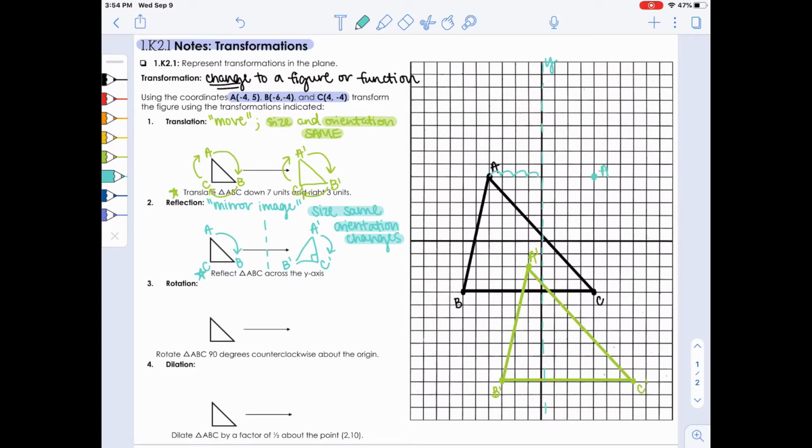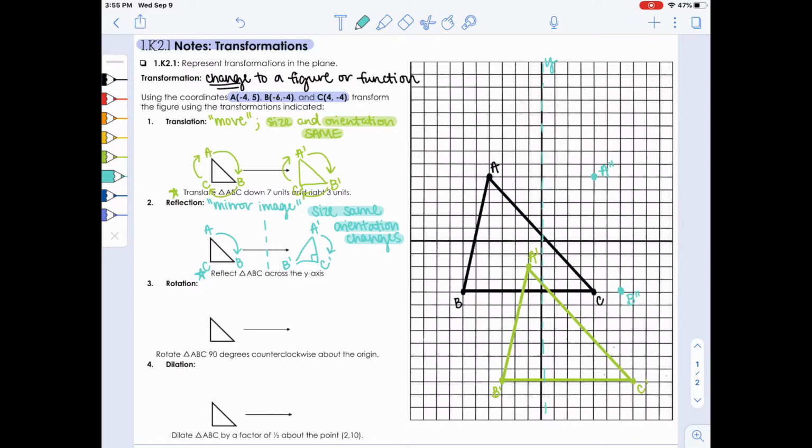I'm going to call that A double prime since it's our second copy on this graph. I'm just going to clean up my lines here. We'll do the same thing with B. Notice that B is 6 points to the left of our line of reflection, so it needs to be 6 units to the right.